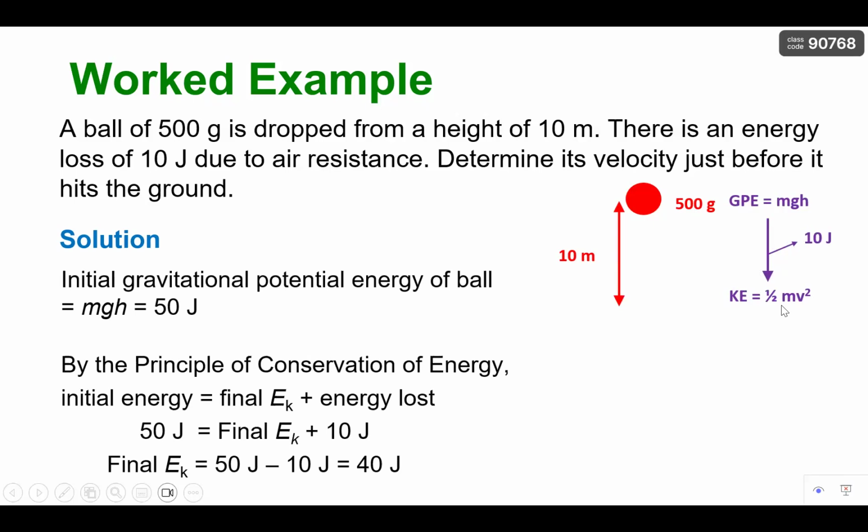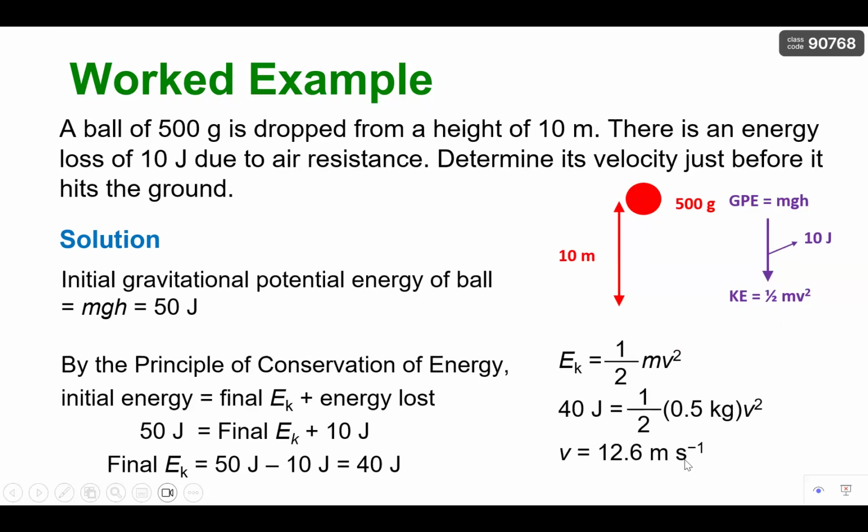And then I want to find its velocity. So I just equate half mv squared to 40 joules. And then I sub in. So now my speed will only be 12.6 meters per second.